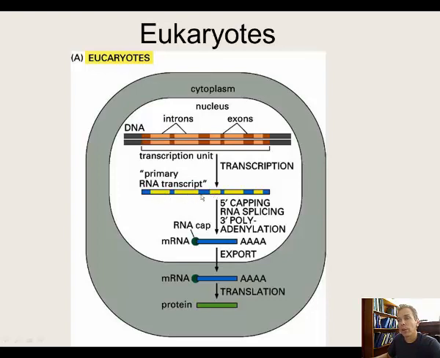Post-transcriptionally, so after RNA polymerase is done, the capping enzyme adds the cap, which is shown here in green. The introns are spliced out, and the poly-A tail is added. Once those three things are done, the messenger RNA is exported out of the nuclear pore, out of the nucleus, into the cytoplasm. It is then translated by ribosomes. And there you have it, messenger RNAs from eukaryotes.